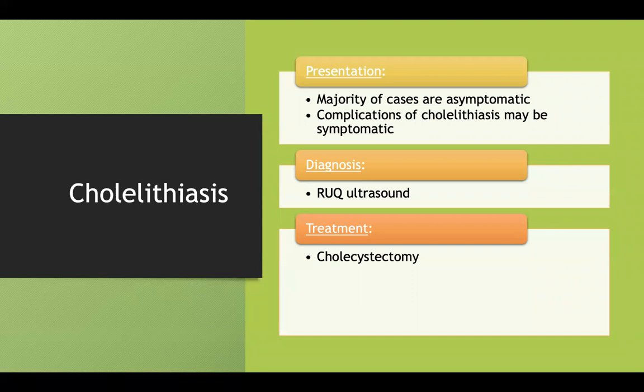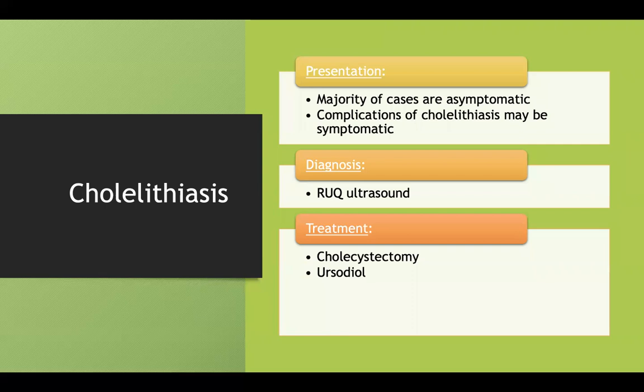Most of the time, this is treated with a cholecystectomy. You can live without your gallbladder, and the bile that you need to digest things can flow straight from your liver down into your duodenum if you have to. So cholecystectomy is the standard of care.